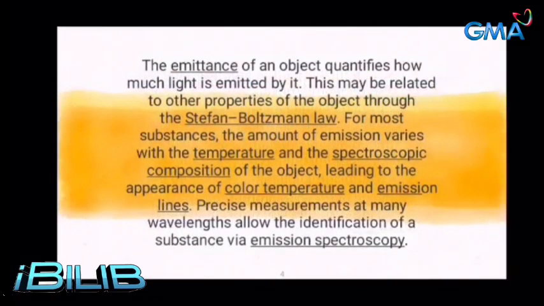The emittance of an object quantifies how much light is emitted by it. This may be related to other properties of the object through the Stefan-Boltzmann law. For most substances, the amount of emission varies with the temperature and spectroscopic composition of the object, leading to the appearance of color, temperature and emission lines. Precise measurements at many wavelengths allow the identification of a substance via emission spectroscopy.